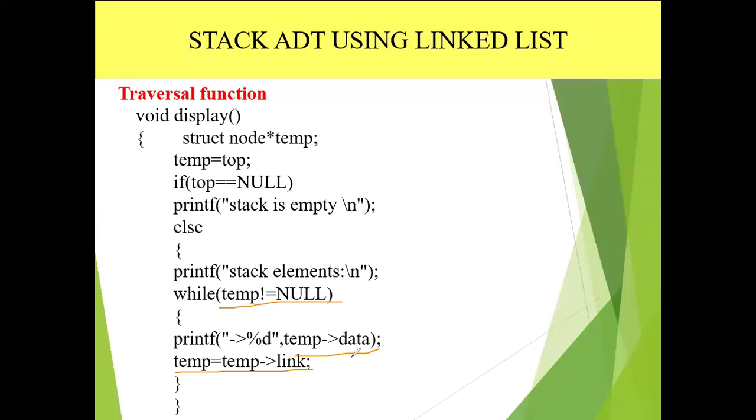Consider the next case. If temp contains a null value, which indicates this condition becomes false, it simply comes out of the loop and terminates this display function. This is the way the values stored in the stack are displayed. These are the functionalities that we can perform on a stack. Those are push, pop, and recently what we discussed is traversal.